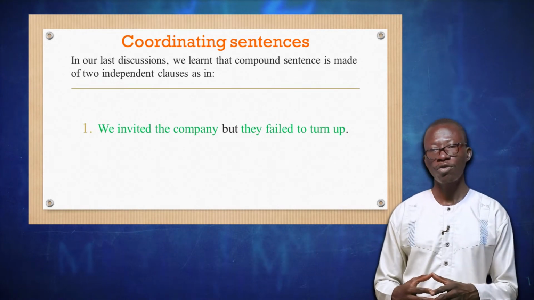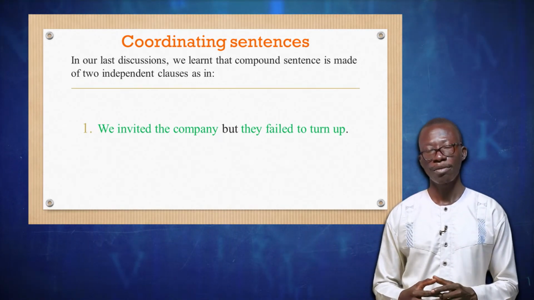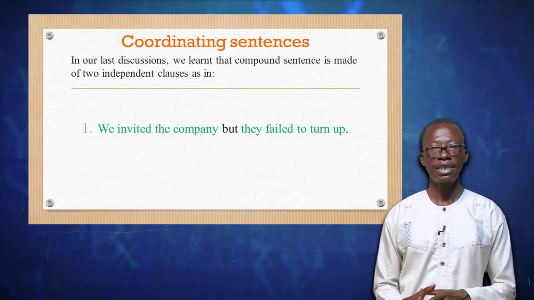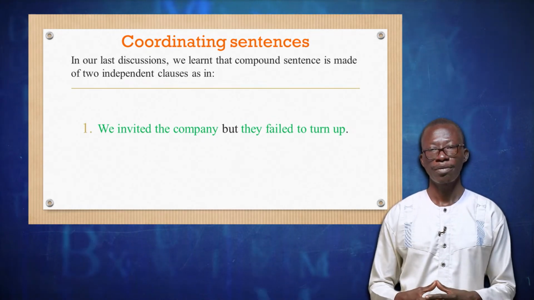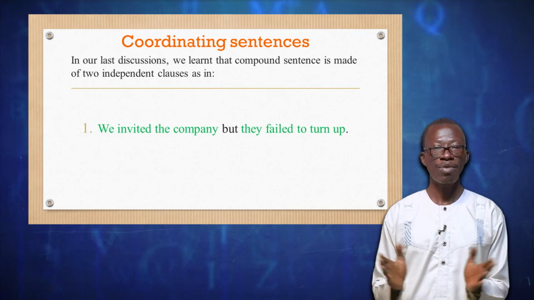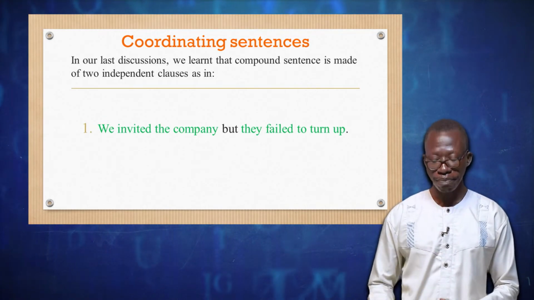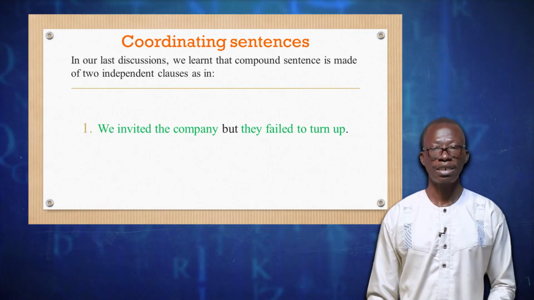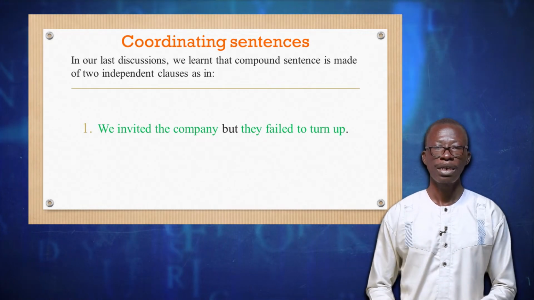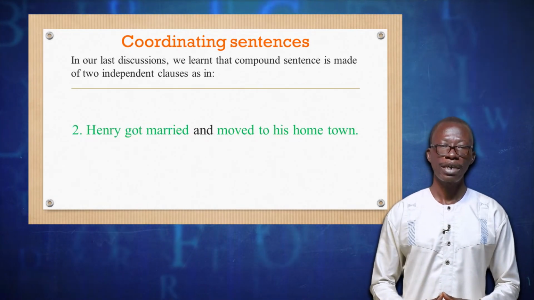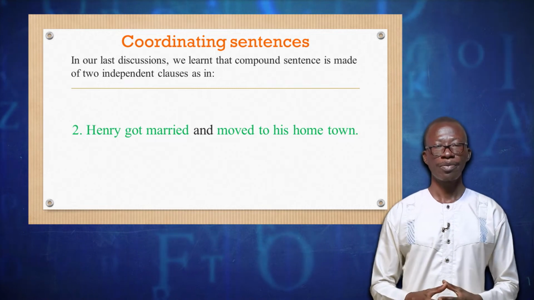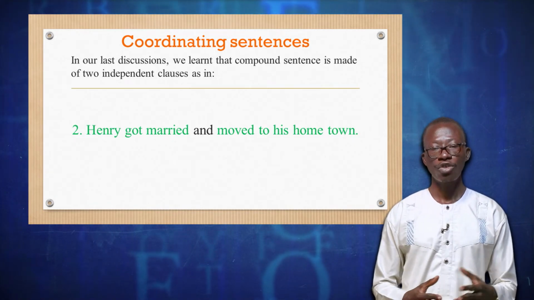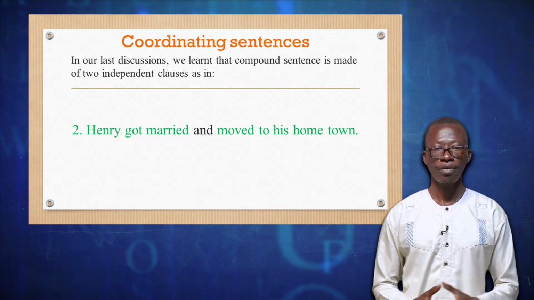One independent clause being we invited the company. The other one is they failed to turn up. And the two have been brought together by the use of but. We learned something like this the last time we met. Henry got married and moved to his hometown. Another compound sentence with two independent clauses.